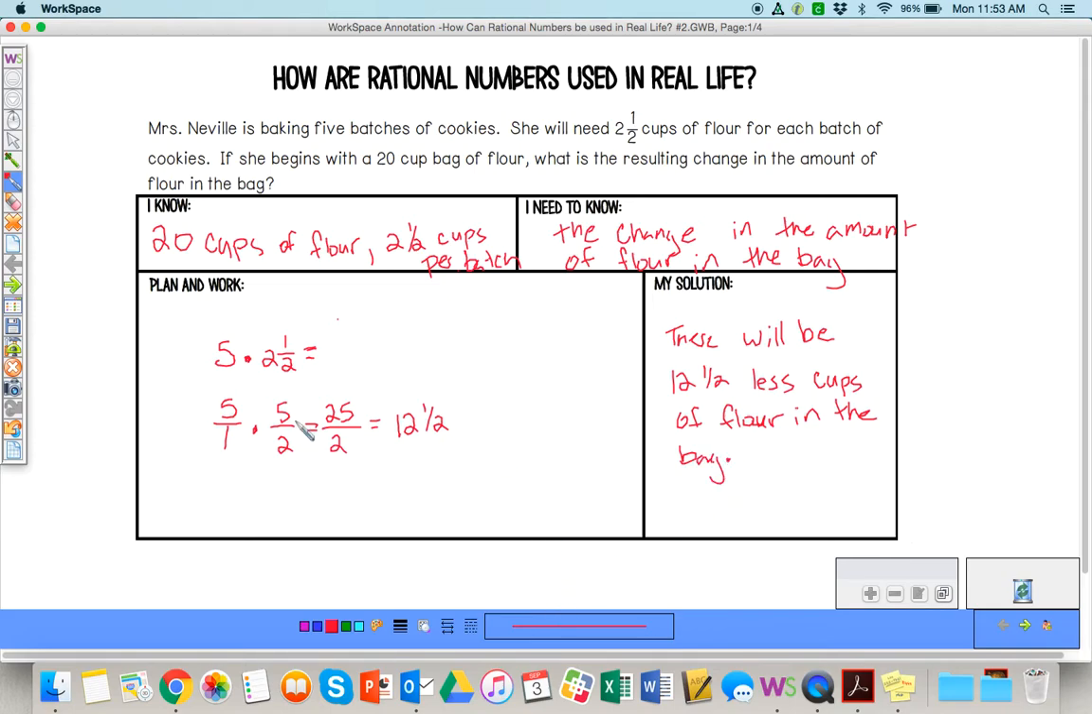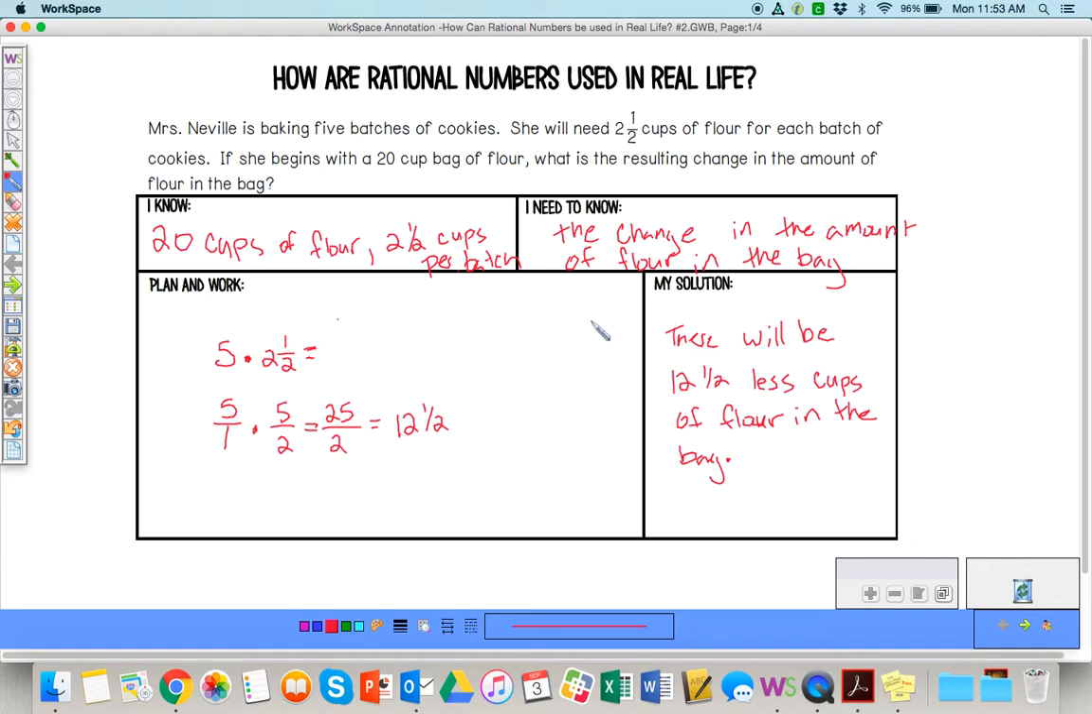Okay, so remember when we go from an improper fraction to a mixed number, you ask yourself, how many times can 2 go into 25? Well, 2 can go into 25 12 times. There's 1 left over when we do that, and so then we use our denominator still.